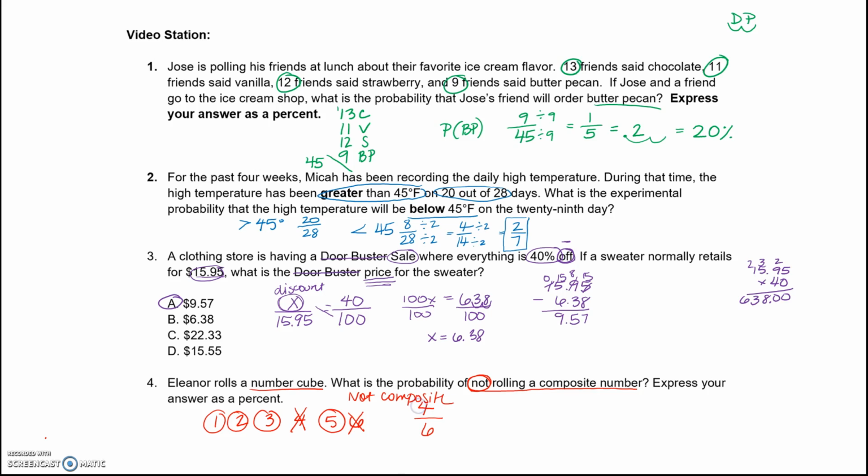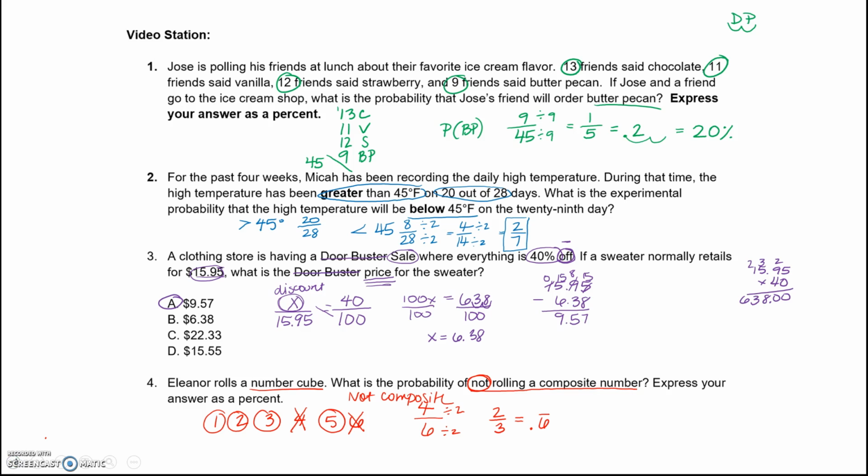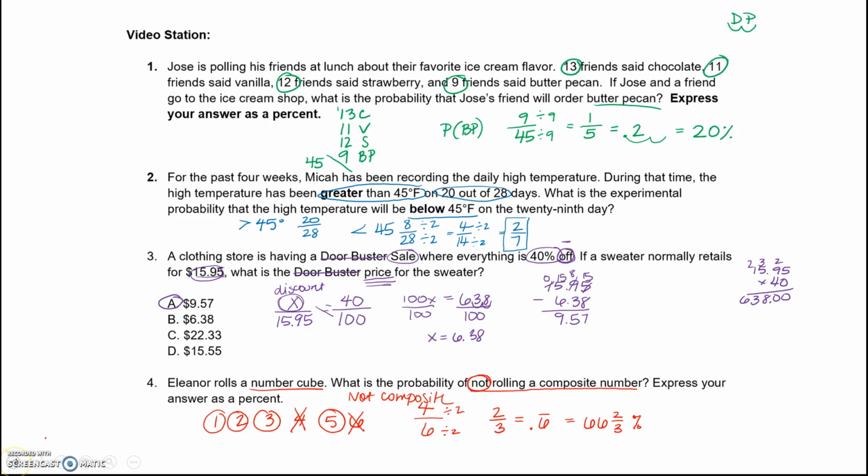And it says to answer as a percent. So 4 out of 6, both even numbers, I'm going to divide by 2. So that's 2/3. Fraction decimal quiz, I know that's 0.6 repeating. Oopsies, darn it, sorry. Which means that it is 66 2/3%. And done.